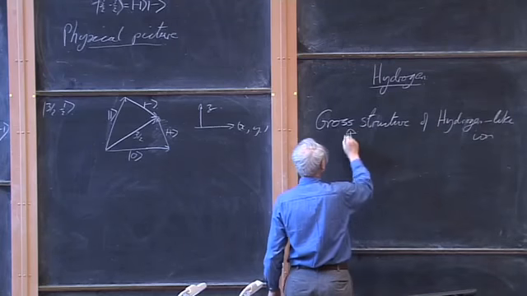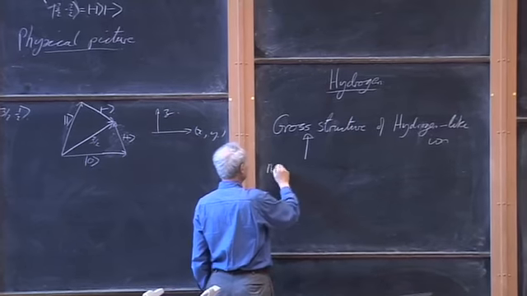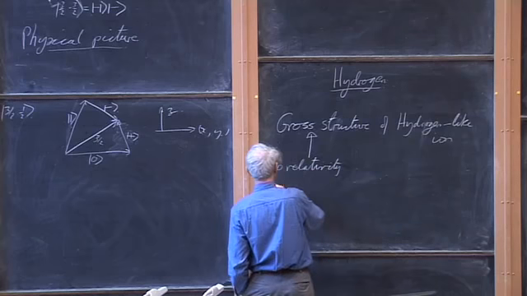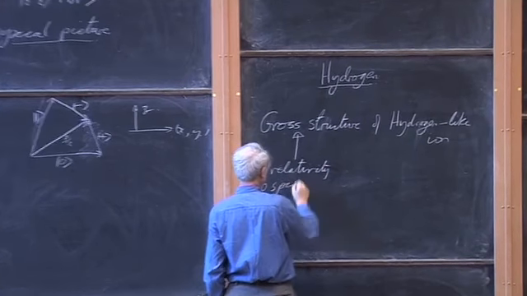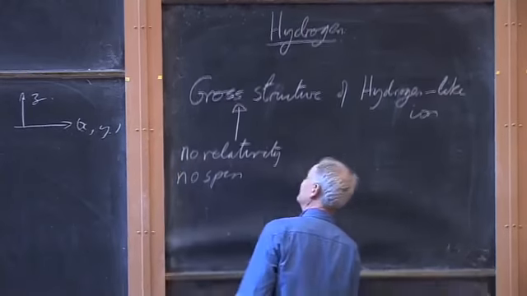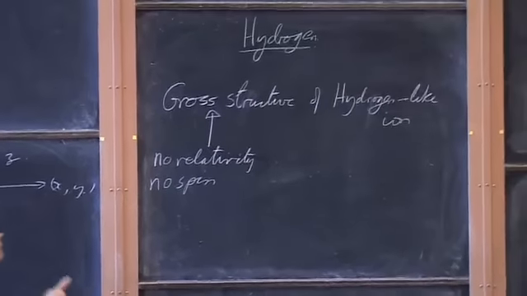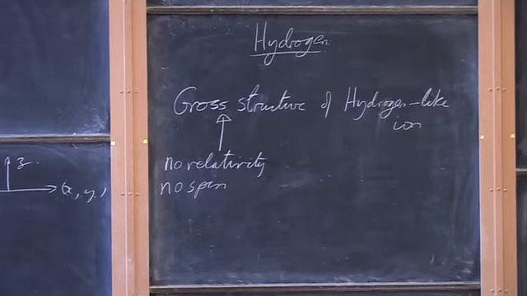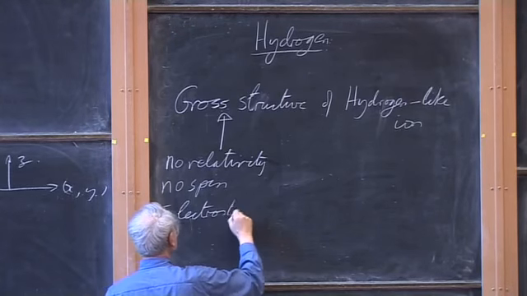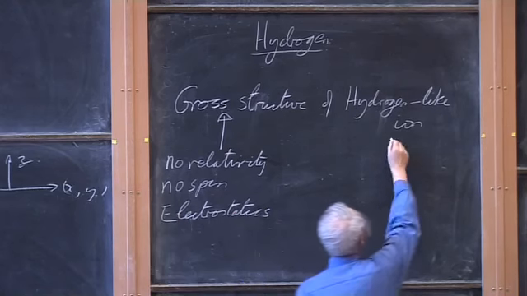Gross structure. This means that we are going to have no relativity, no spin. Intimately related to relativity, in fact. We're going to be left with point spinless particles which interact electrostatically, in non-relativistic mechanics.